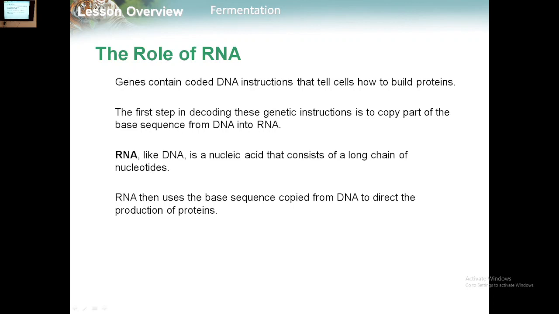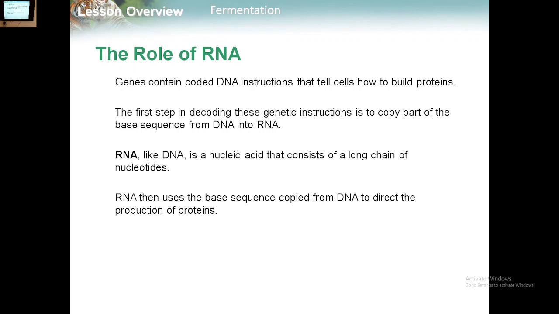Let's start with the role of RNA. Genes contain coded DNA instructions that tell the cells how to build the protein. So the DNA has the codes for protein building. The first step in the decoding, we need to copy the DNA into RNA. So we need to copy the DNA in the form of RNA.